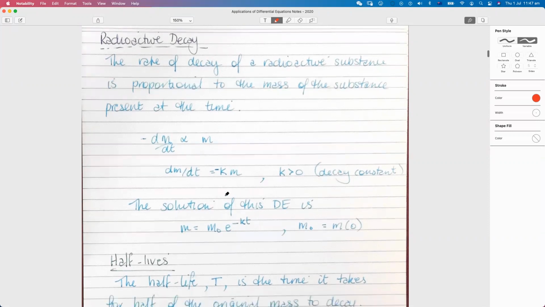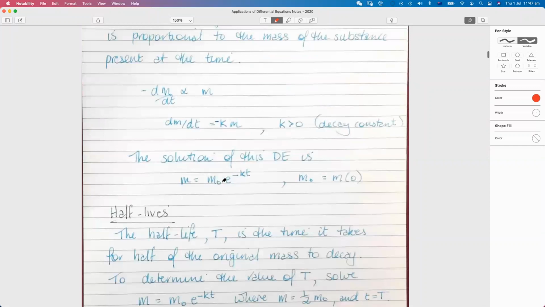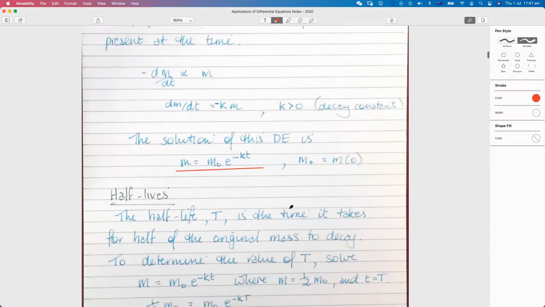To solve that, similarly, you invert them and then you integrate with respect to m for both sides. You're going to have m equal to m naught times e to the negative kt. And m naught means the mass when t is equal to 0.